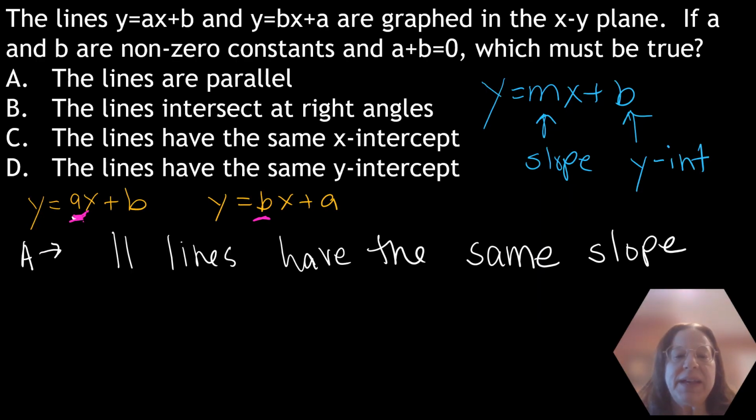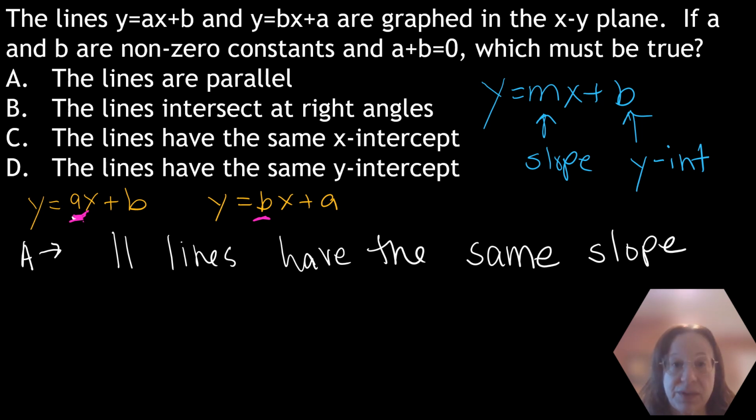The lines y equals ax plus b and y equals bx plus a are graphed in the xy plane. If a and b are non-zero constants and a plus b equals 0, which must be true? So we know the slope-intercept form of a line looks like y equals mx plus b, where m is the slope and the y-intercept is b. So we have two lines, y equals ax plus b and y equals bx plus a.